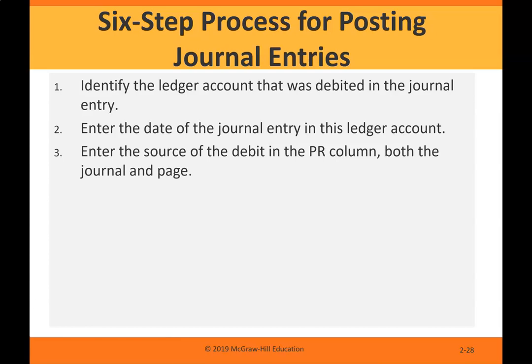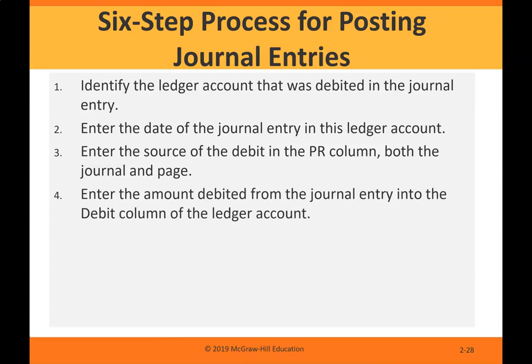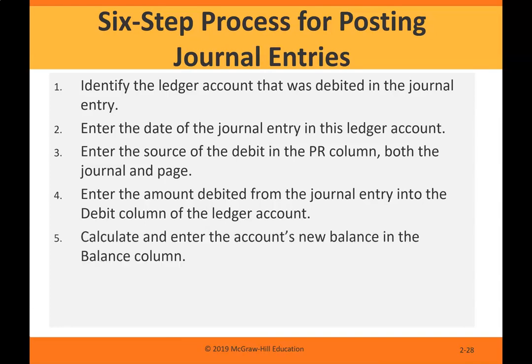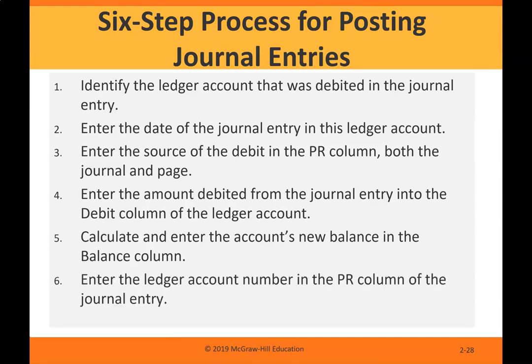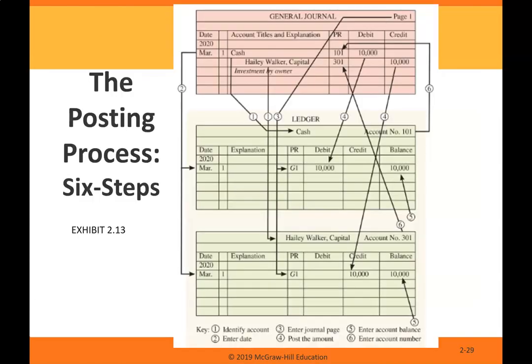3. Enter the source of the debit in the PR column, both the journal and page. 4. Enter the amount debited from the journal entry into the debit column of the ledger account. 5. Calculate and enter the account's new balance in the balance column. 6. Enter the ledger account number in the PR column of the journal entry. Repeat the 6 steps for credit amounts and credit columns. The posting process, 6 steps, Exhibit 2.13.